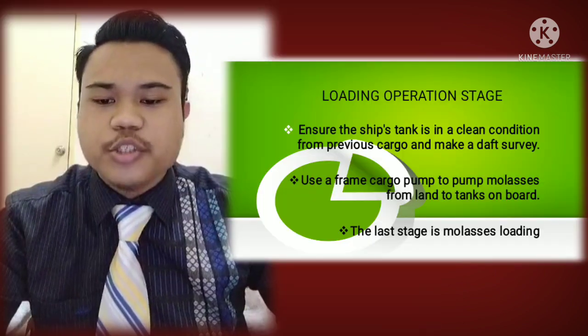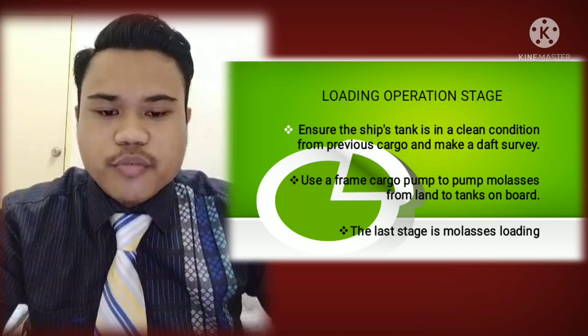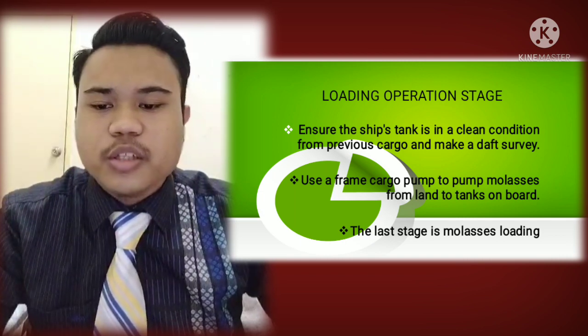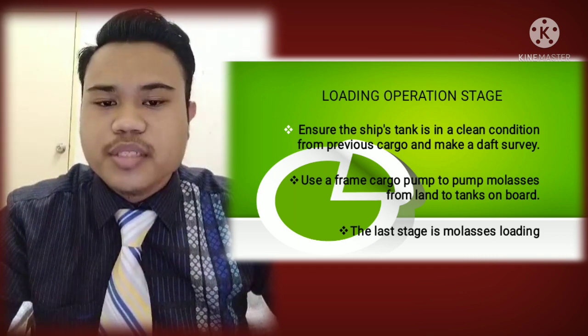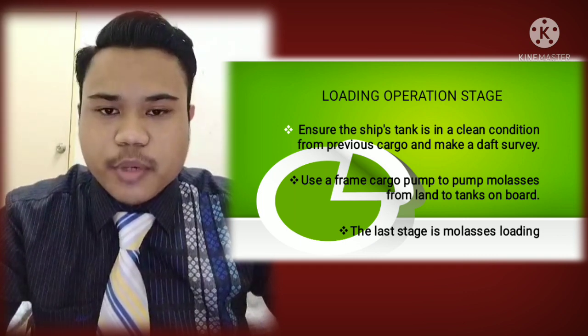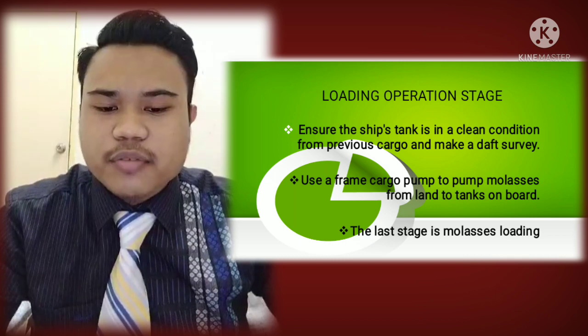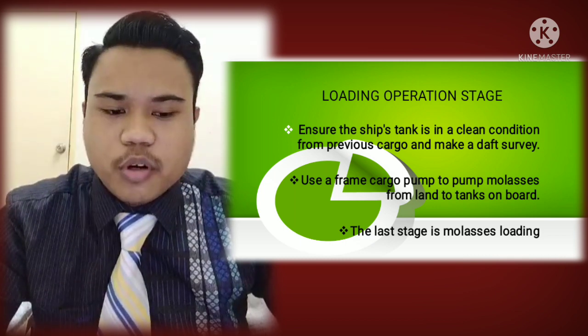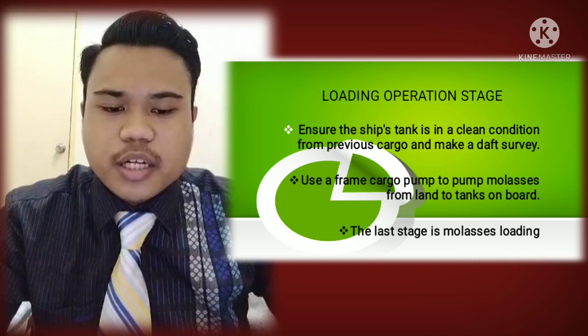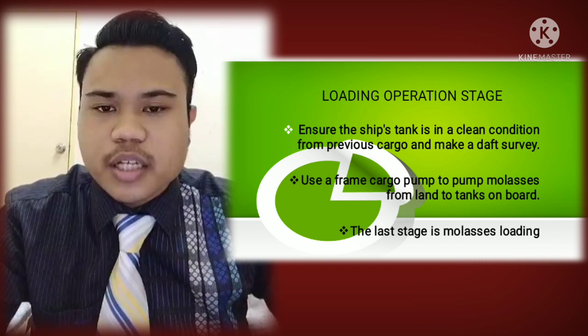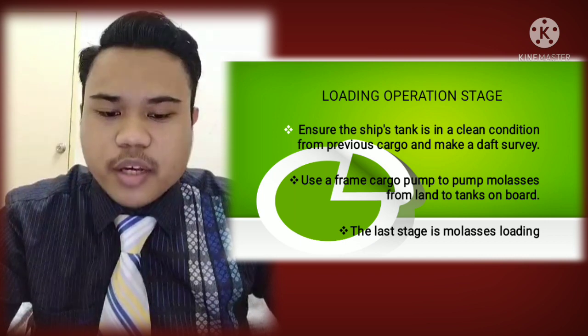Okay, today I would like to present the loading operation stage for the molasses cargo. The first stage is to ensure the ship tank is in a clean condition from the previous cargo. This is because when the ship tank is not clean of previous cargo, it will result in the molasses becoming damaged. Not only that, a draft survey also needs to be done before the cargo is transferred into the ship tanks. This is because the only accurate way to calculate cargo quantity is through the draft survey.